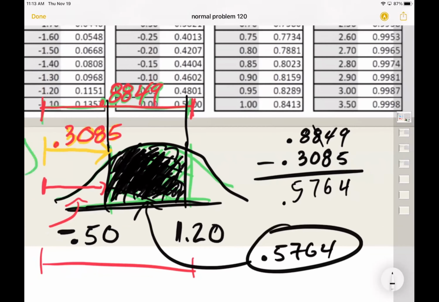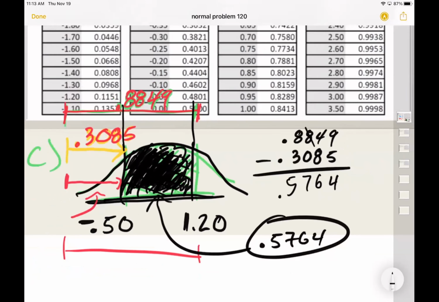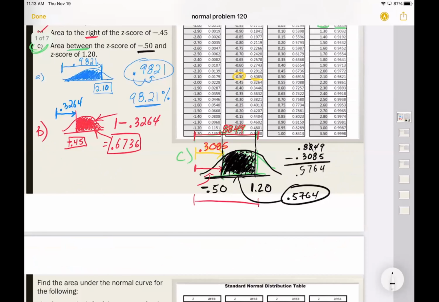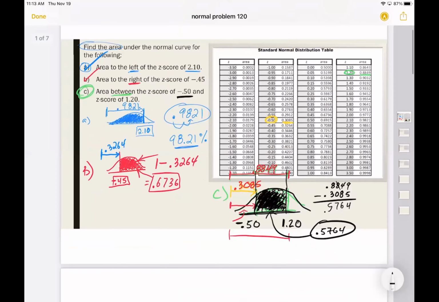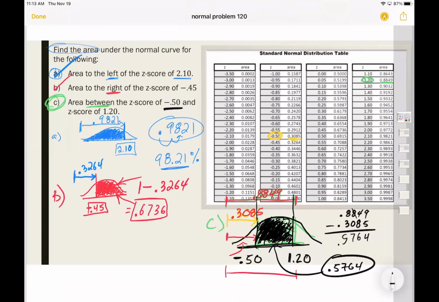Okay, so that is the idea. And this, ladies and gentlemen, is the only 4 questions that they will ask you. They will ask you the area to the left, the area to the right, and the area in between two numbers. So area to the left, life is good. The answer is in your chart.